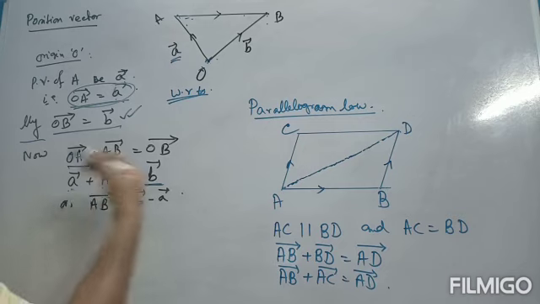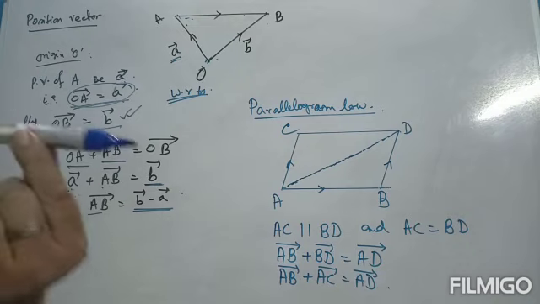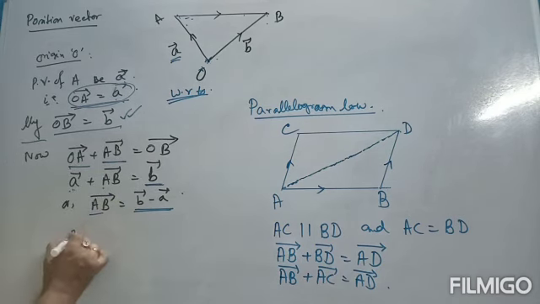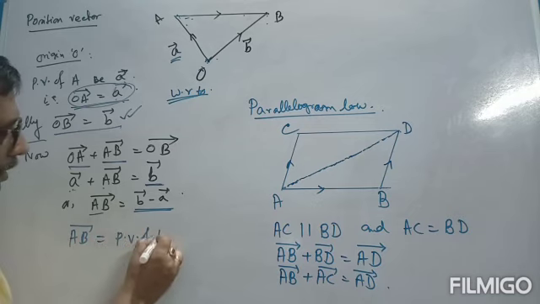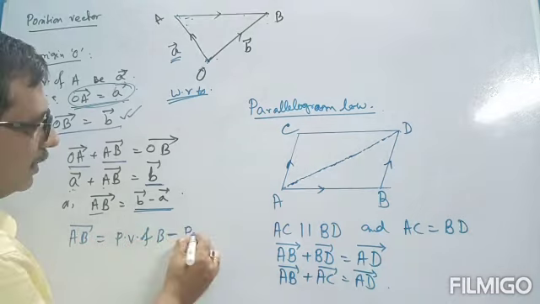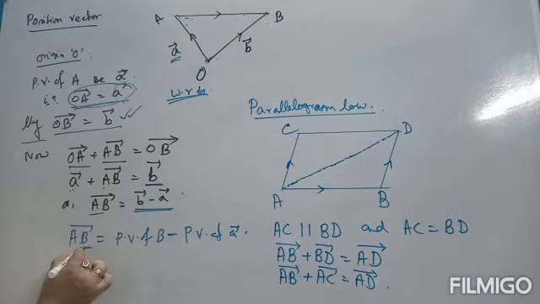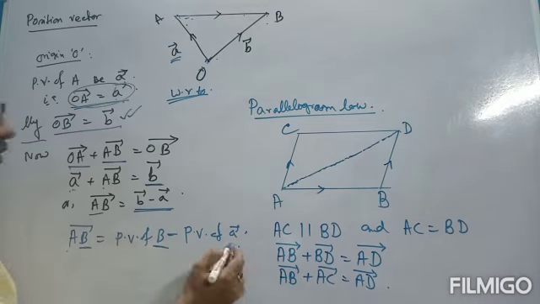Now, if we take into the left hand side, then AB vector is nothing but b minus a. So, if position vectors of 2 points are given, then the vector AB is equal to position vector of B minus position vector of A. So, first B, then A.